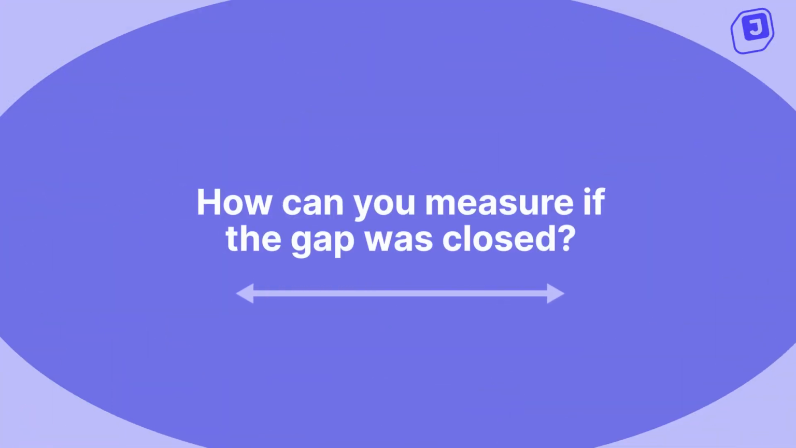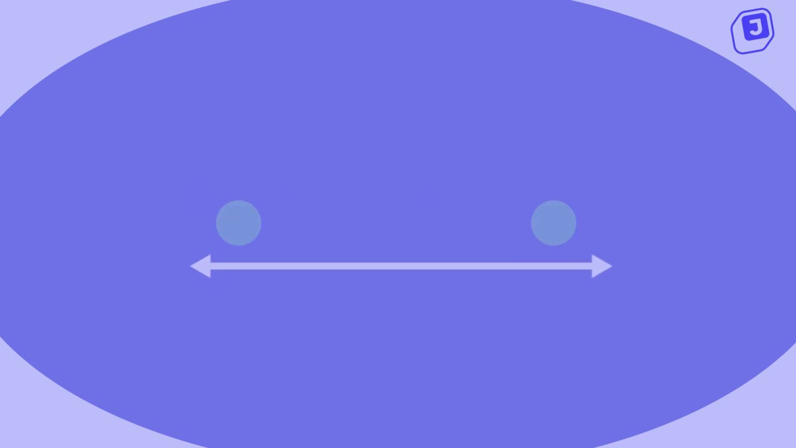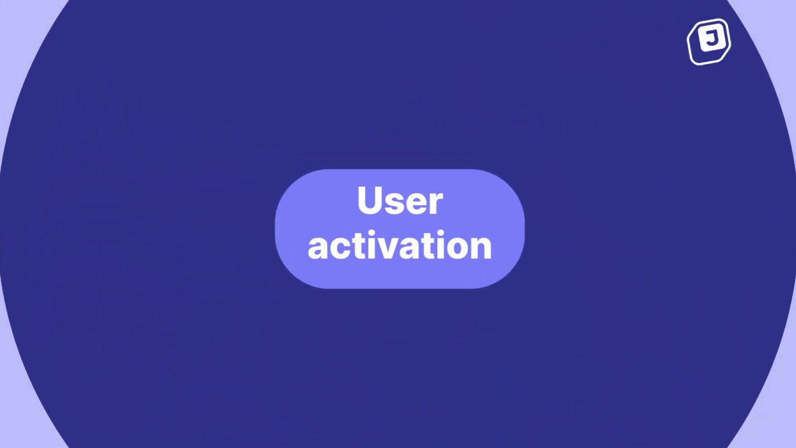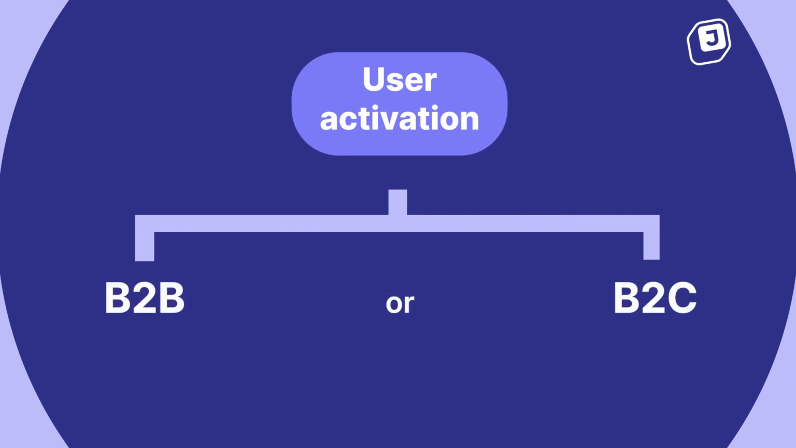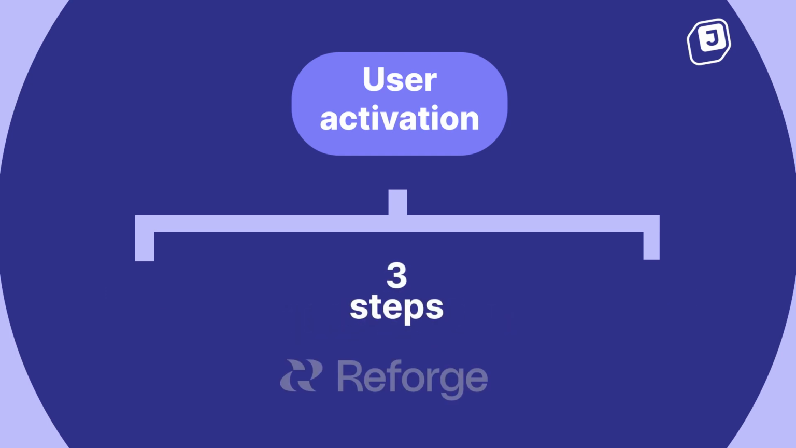The next question is, how can you measure whether it was closed or not? So there are many ways, of course, to do that depending on the current gap that you have. But one very common place where the gap can be closed is the activation step. The activation is the early experience that people have with your product. So if you have a product with a self-serve experience, whether it's a B2B or a B2C app, the traditional way to look at activation is through 3 steps that were defined by Reforge.